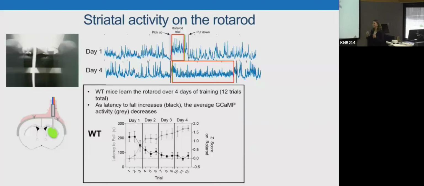I just realized I'm supposed to repeat the questions, and I haven't been doing that. So the question's about the suppression of activity right before you pick them up, which seems to be in a few different traces.